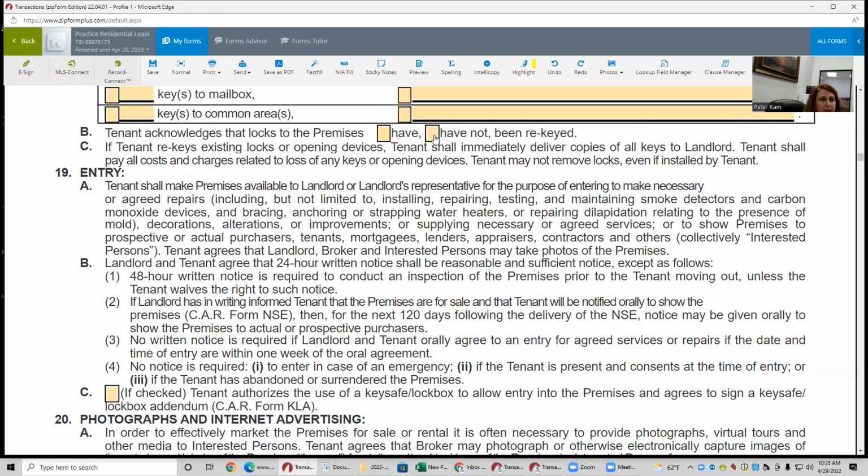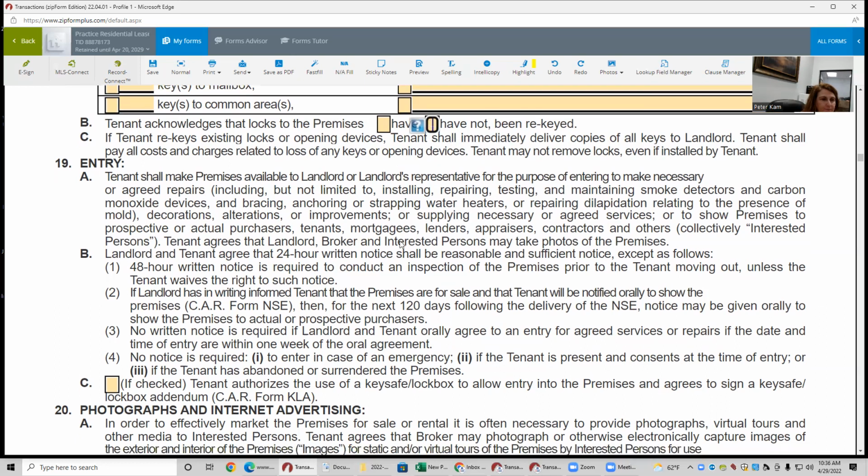Now, if it's a have not and the tenant wishes to rekey the existing locks or opening devices, the tenant needs to immediately deliver copies of all the keys to the landlord. Tenant shall pay all costs and charges related to any loss of any keys or opening devices. And tenant may not remove locks even after they installed them. Okay, so very important, check whether the premise locks have or have not been rekeyed. If they have not been rekeyed, it's okay. Just make sure you're checking it so the tenant is well advised.